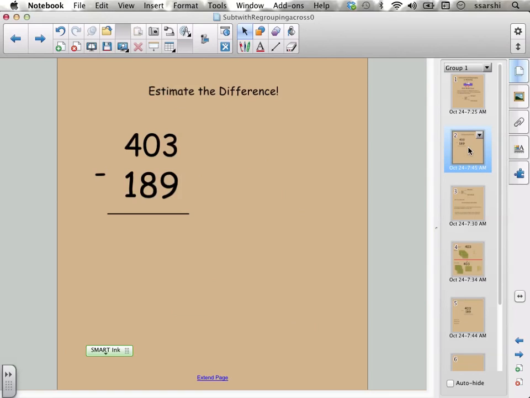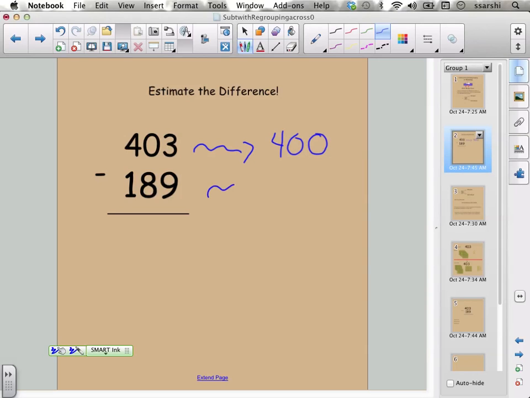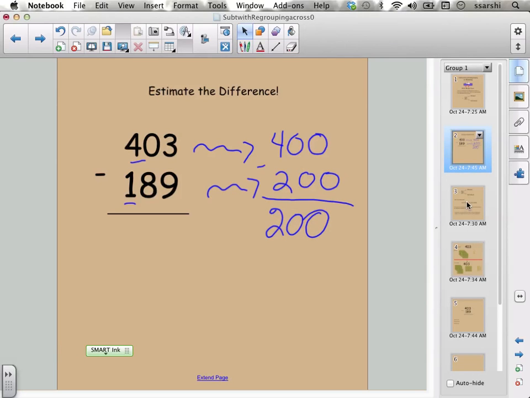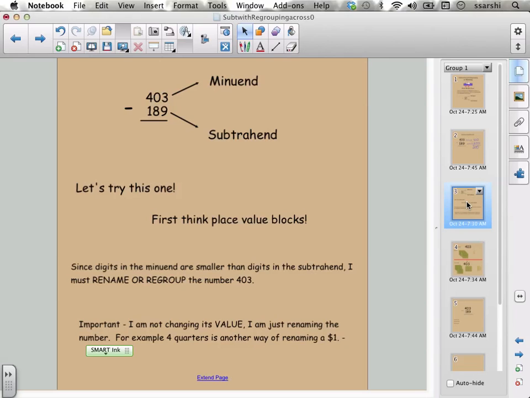First thing you do is to estimate the difference. I would estimate 403 to be about 400. I would estimate 189 to be 200, rounding both of these numbers to the hundreds place. I see 400 minus 200, so I would estimate my answer to be approximately 200. So now let's try this one.